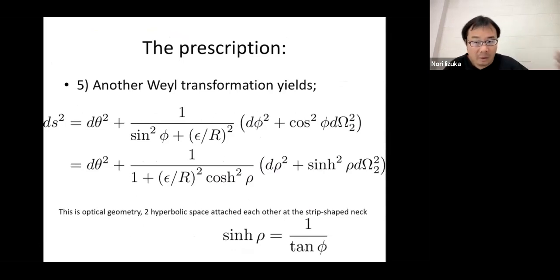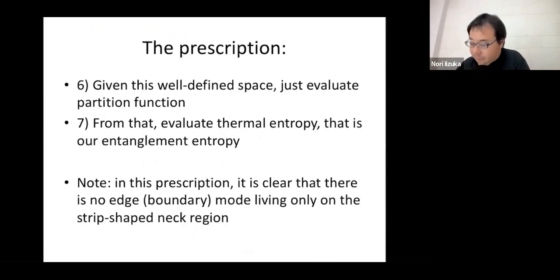So V is well defined on this geometry. You can calculate the partition function with Fourier theory. That's the point. Given a well-defined space, you just evaluate the partition function, evaluate the thermal entropy, and then look at the log epsilon coefficient. It's a very straightforward calculation, which you can do because it's a well-defined geometry, and then Fourier theory.